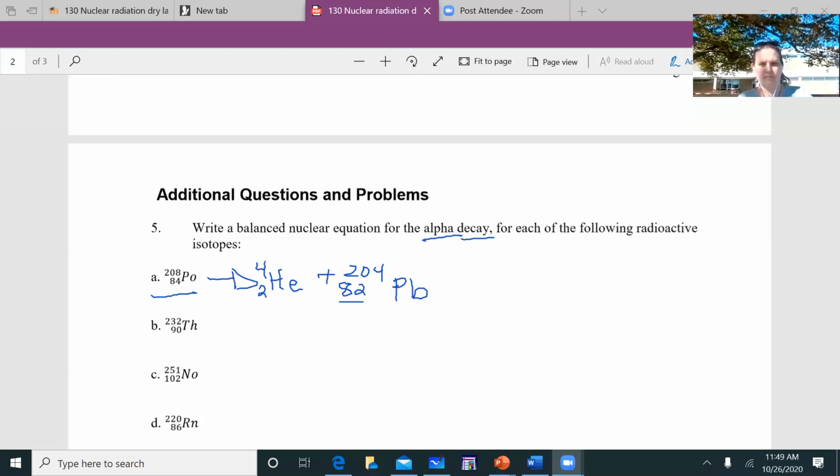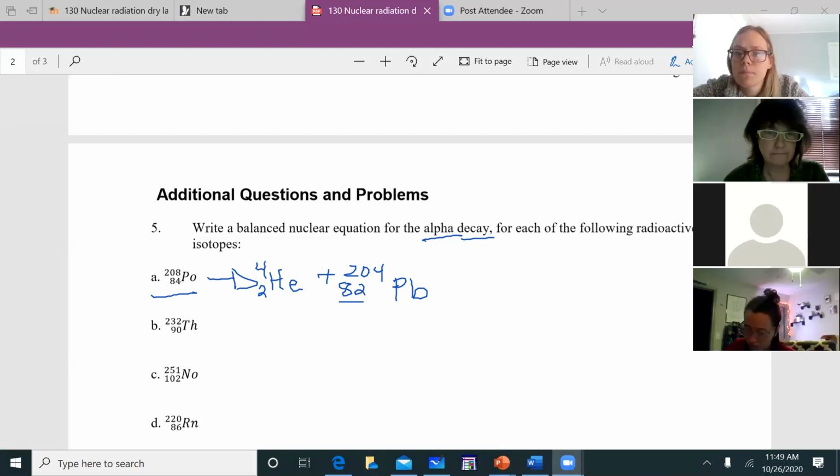Yes, no, maybe so. Yeah, it's not too bad. I don't think it's too bad, as long as you remember what your particles are.